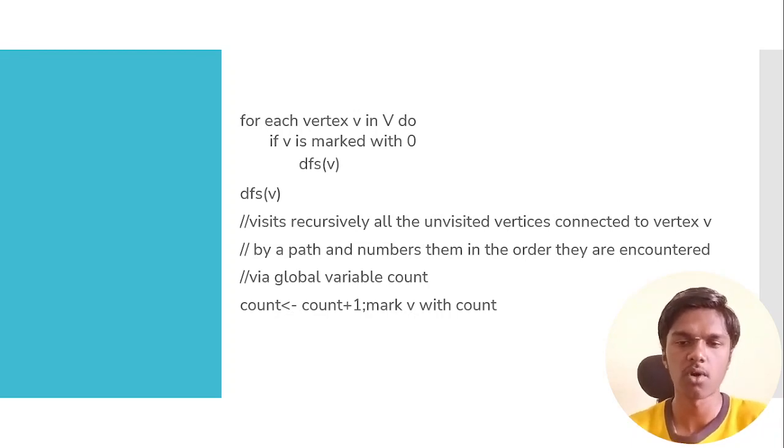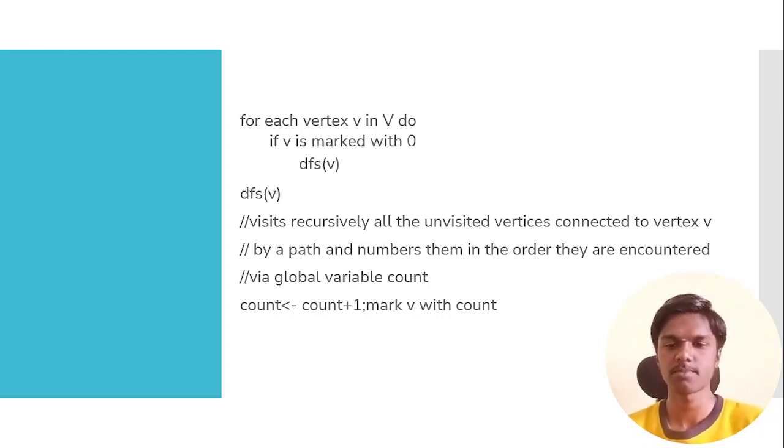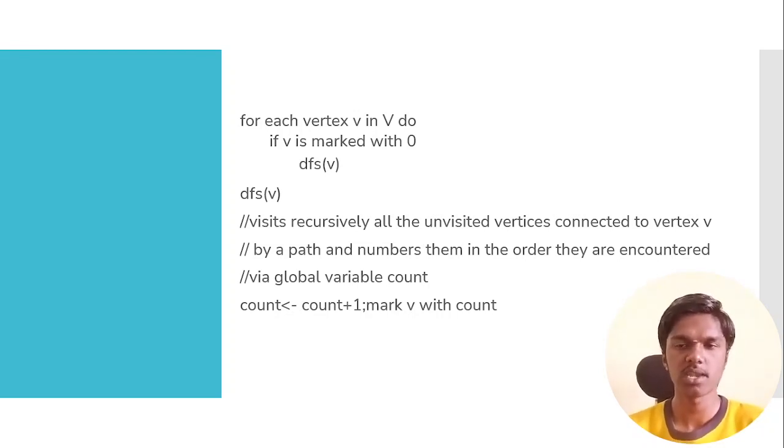Create a for loop for each vertex v in the set of vertices V, so that if v is marked with 0, then perform DFS of v. Then close the for loop. DFS of v visits recursively all the unvisited vertices connected to vertex v by a path and numbers them in the order they are encountered via the global variable count. Then count becomes count plus 1. Mark v with count.